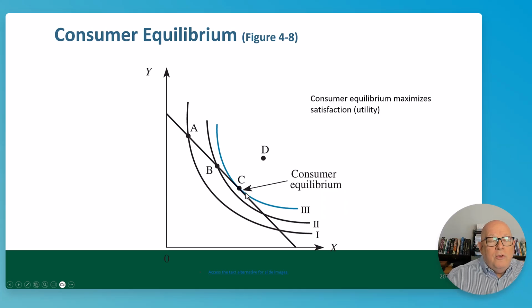So we're going to assume that a consumer is always going to want to buy the bundle that is on the highest indifference curve but does not exceed the budget line. We call that consumer equilibrium. That's the point at which we're going to maximize the consumer's satisfaction or utility.